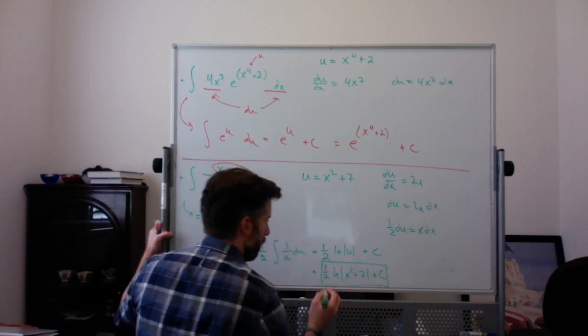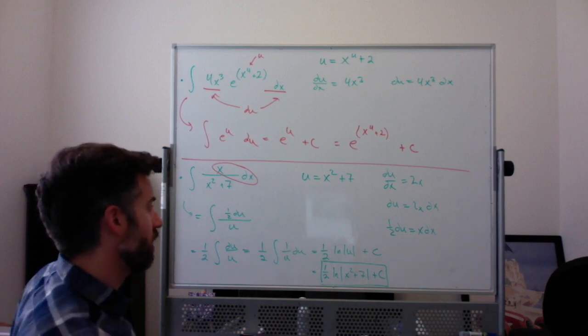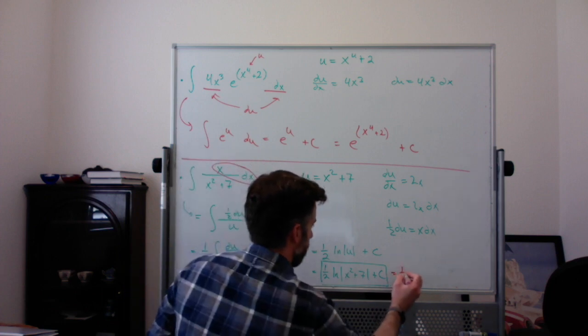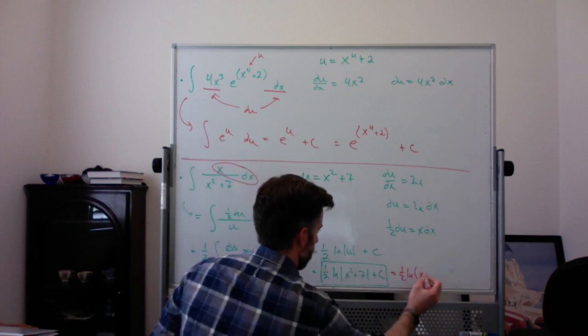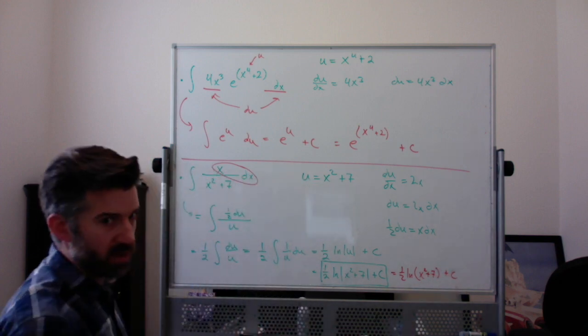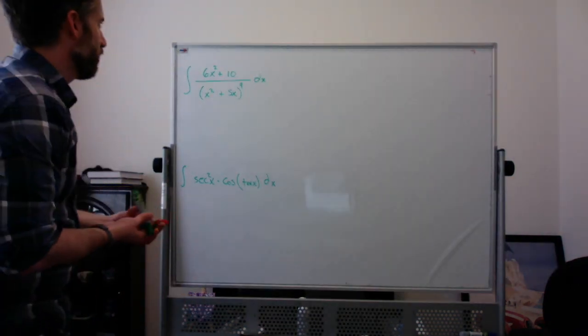That's our answer. You might see people drop the absolute values here since x squared plus 7 is always positive. But you can also just leave it like this. But you could also write it as 1/2 natural log of parentheses x squared plus 7 plus c. Because x squared plus 7 is always positive, so the absolute value doesn't change it, so we can drop them. All right, two more slightly more complicated ones.